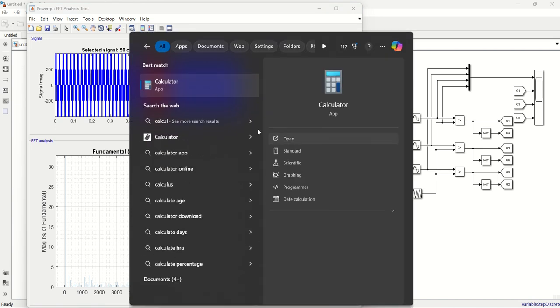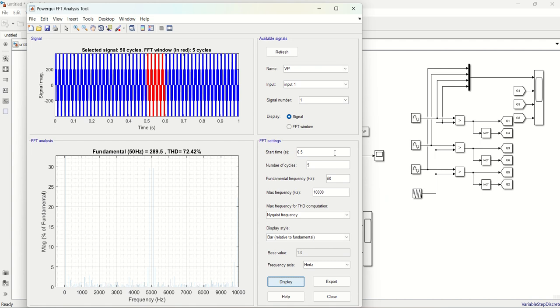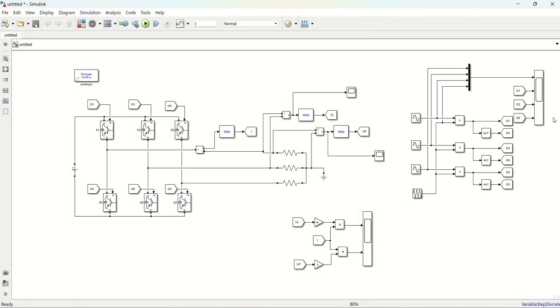Again, this is the maximum value, that is 289.5 divided by 1.414. That is 204. 204 is Vm by root 2. This is our phase voltage. Now we'll try to see here.